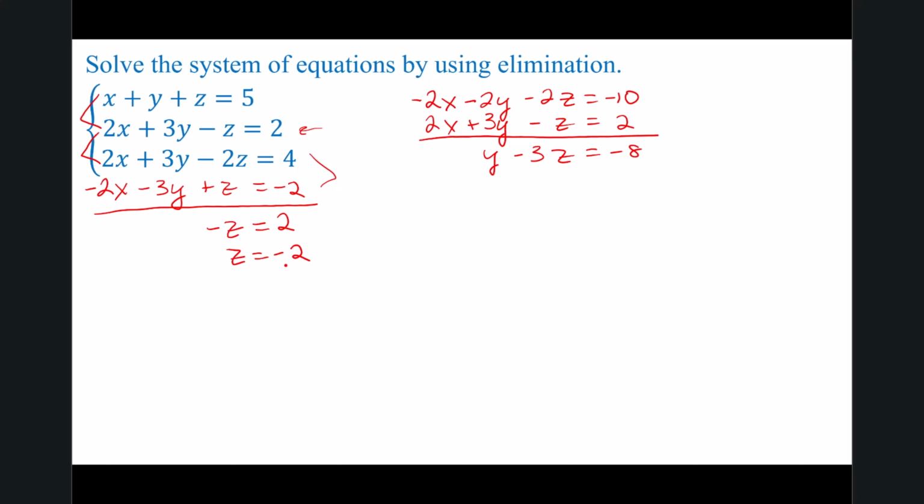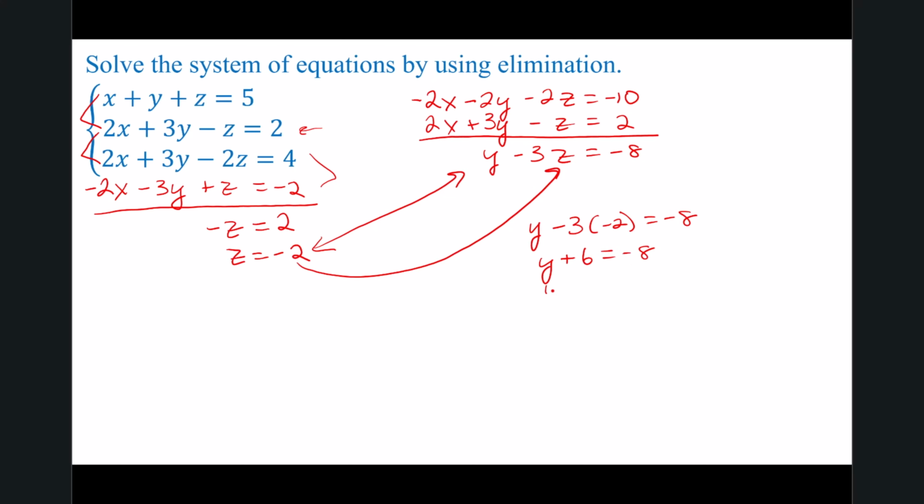Now once I've eliminated x in 2 different pairs of equations, now I have this system of equations. Z equals -2, and y minus 3z equals -8. And then I can solve that system of equations, whatever it takes to solve it. In this case, I'm going to use substitution by plugging -2 into this z. So I have y minus 3 times -2 equals -8, or y plus 6 equals -8, y equals -14.